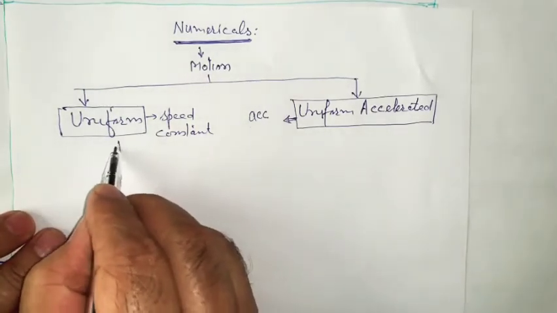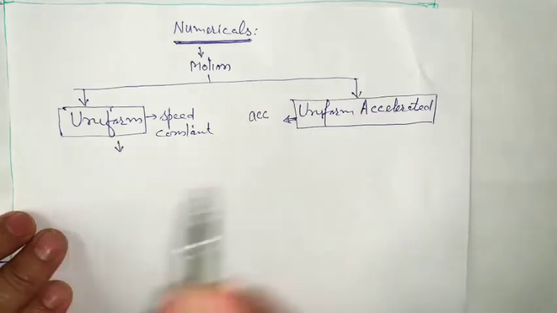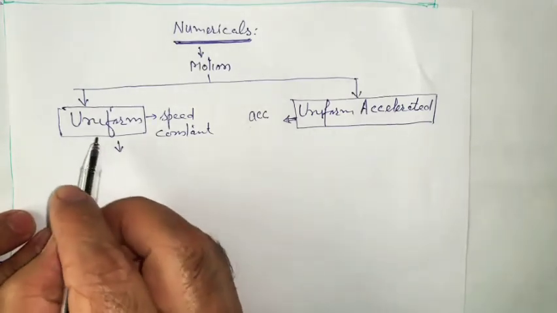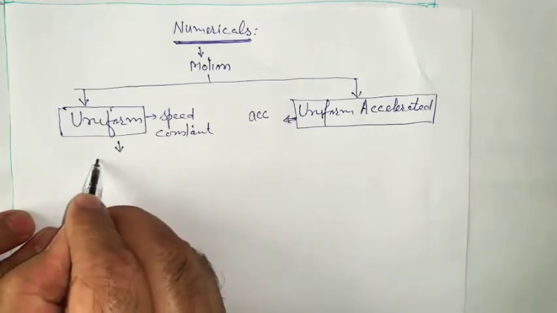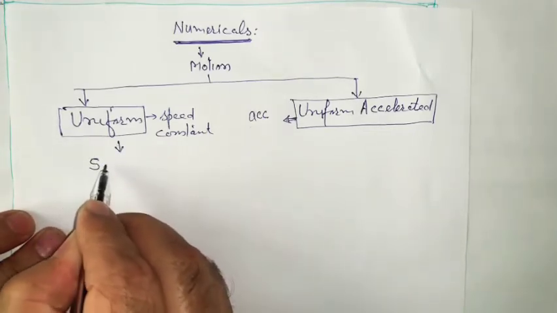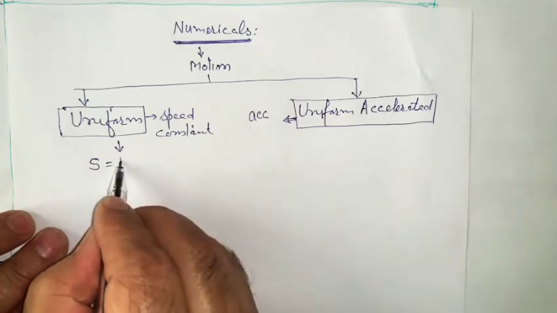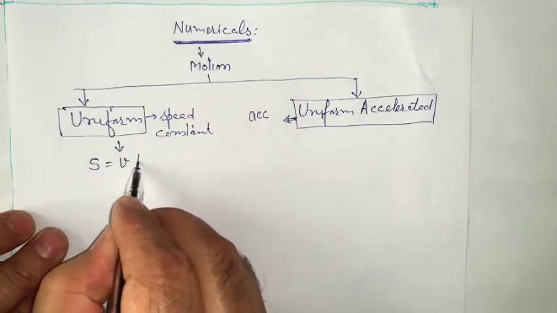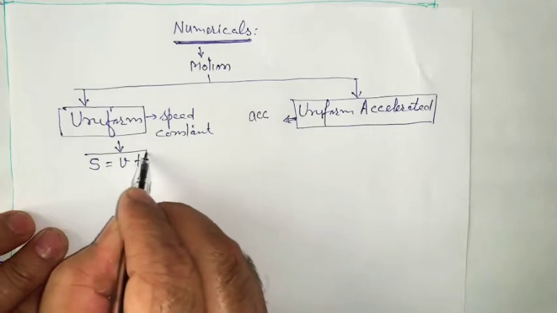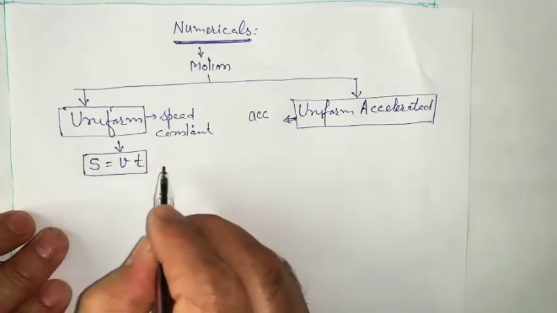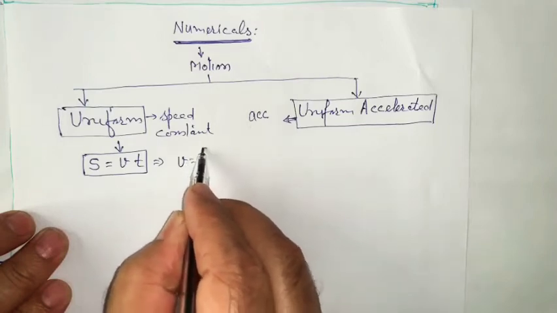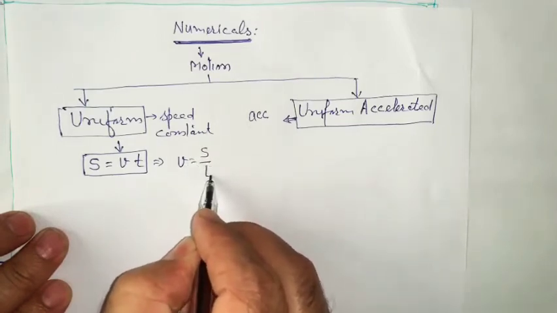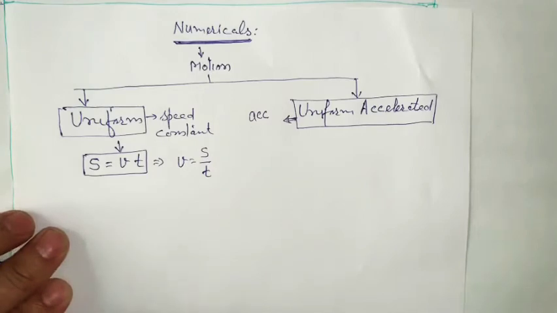For these motions, we have some equations. To discuss uniform motion, you have the formula: distance or displacement is equal to velocity into time, or speed into time. Or simply, velocity is equal to distance upon time, or displacement upon time.